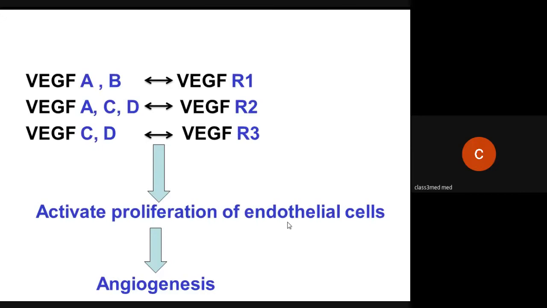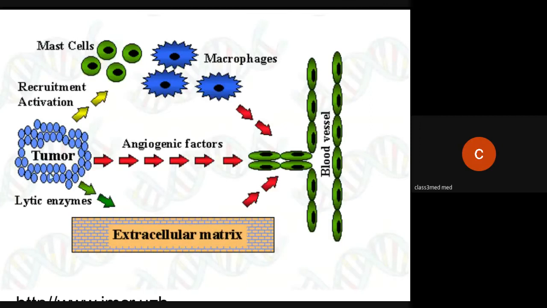Okay, in this picture the tumor cells produce the angiogenic factors, some angiogenic factors come from the degradation of the extracellular matrix, and some are coming from the inflammatory cells associated with the tumor. All of them bind with the vascular endothelial growth factor receptors on the endothelial cells of the adjacent blood vessel or lymphatic and stimulate the proliferation of the endothelial cells and development of the new blood vessels. This is called angiogenesis.